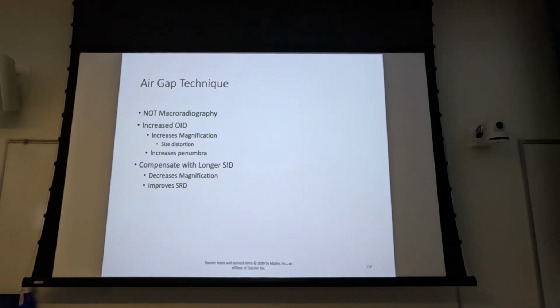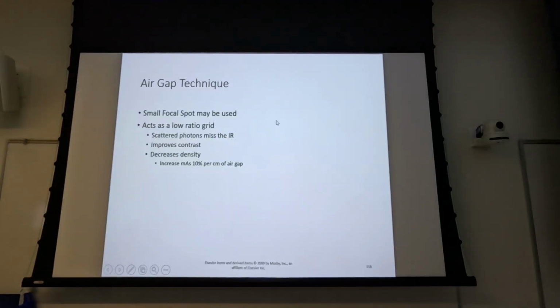So the air gap is not the same as macroradiography. It's an increase in OID. And generally, it's a natural increase in OID, like lateral C-spine or whatever. We get that magnification, loss of sharpness of recorded detail, so we increase our SID to overcome it. But with the air gap technique, we get this wide angle scatter radiation that misses the image receptor, and works like a very low ratio grid.